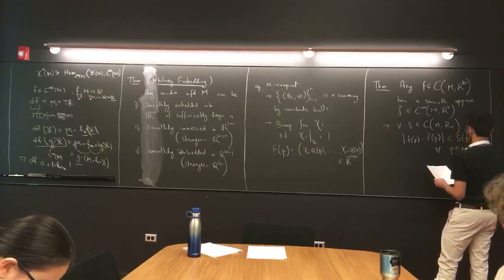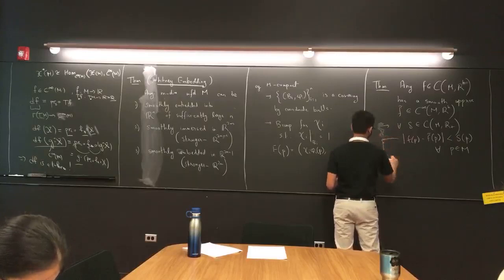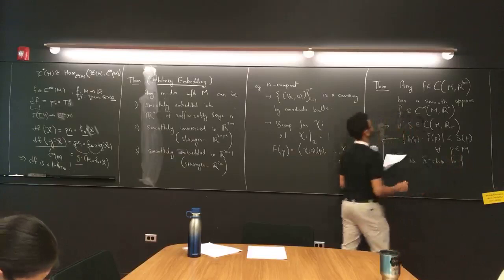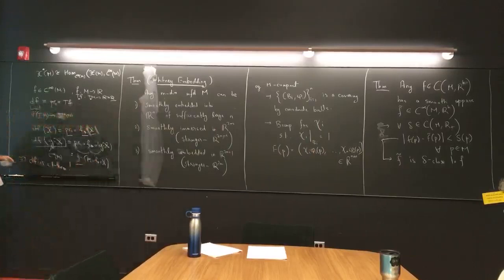This last line is usually denoted as f tilde being delta close to f. So a smooth approximation means that for any delta, which is a positive function on the manifold, there exists a smooth function f tilde that is delta close to f.